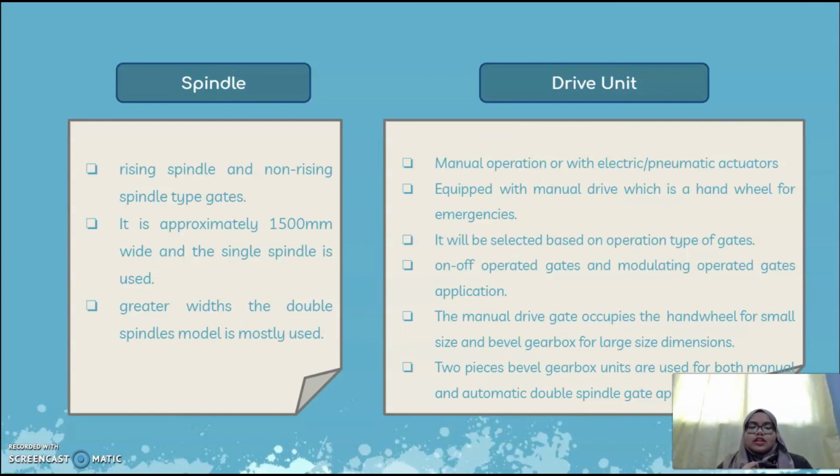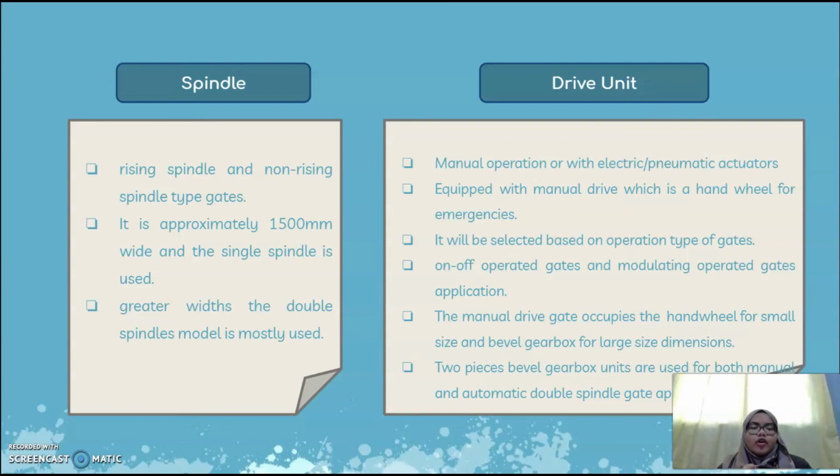Last but not least are the drive units of the sluice gate. Manual operation or operation with an electric or pneumatic actuator can be supplied for all gates. The electric actuators are equipped with a manual drive, which is a hand wheel for emergencies. The electric actuator will be selected based on the operation type of the gate. The frequent applications are on-off operated gates and modulating operated gates.